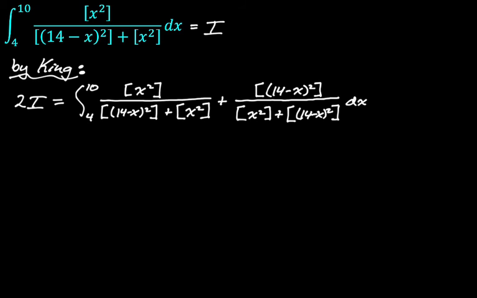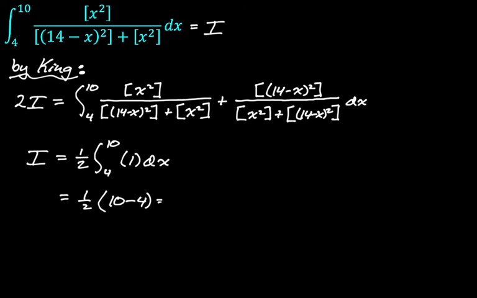This perfectly, again, 2I is the integral from 4 to 10 of 1, so I is just 1 half of that. The integral from 4 to 10 is 10 minus 4, which is 6, so this is going to be 1 half of 10 minus 4, 1 half of 6, which is 3. Never in a million years would I have gotten this if I was not aware of king property, but it's the right way to do the problem.